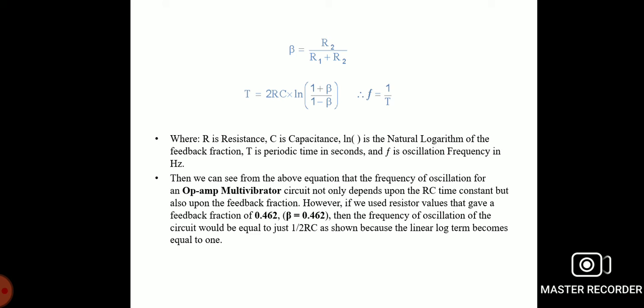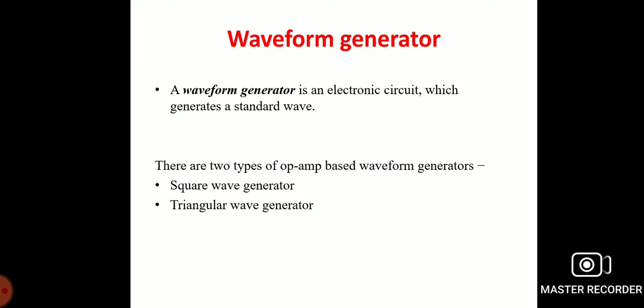Now we move on to the waveform generator. This is another application of the operational amplifier. A waveform generator is an electronic circuit which generates a standard wave. There are two types of operational amplifier based waveform generator. Number one, square wave generator. Number two, triangular wave generator.